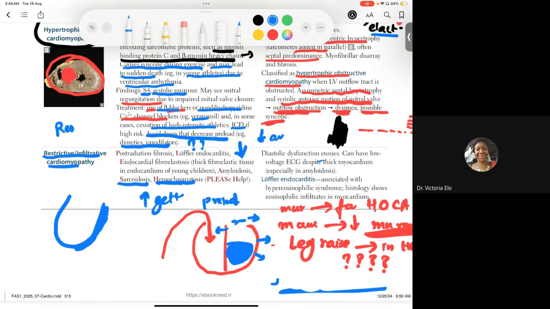What was sarcoidosis? Do you guys remember? The non-caseating granulomas. Remember? They can enter into the heart, the skin, a lot of places, and can restrict the heart towards filling, right? Amyloidosis as well. If the amyloid gets deposited within the heart, it would lead to restriction.